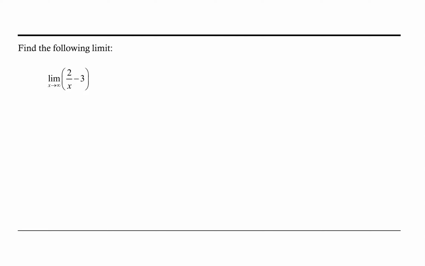So we're interested in finding the following limit. The limit as x approaches infinity of 2 over x minus 3. Now we can use limit laws to help us find this limit. Using our limit laws, this would be the limit as x approaches infinity of 2 over x minus the limit as x approaches infinity of 3.